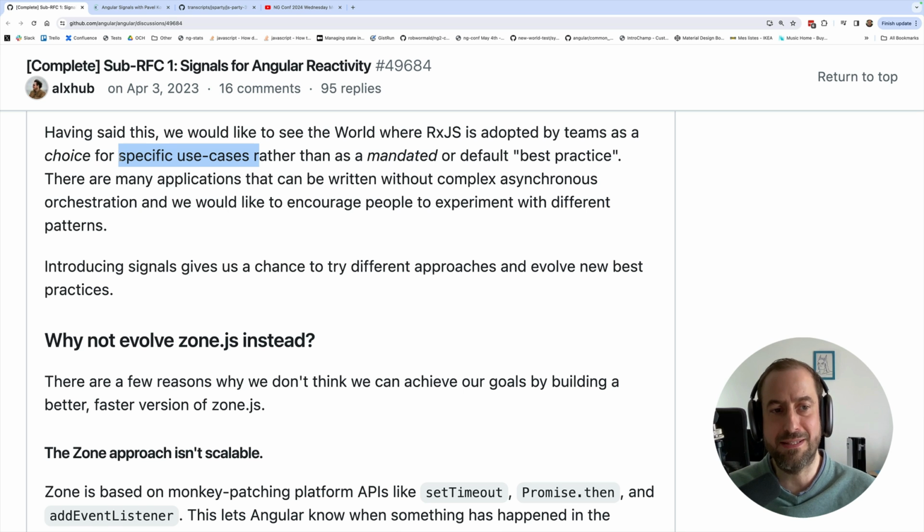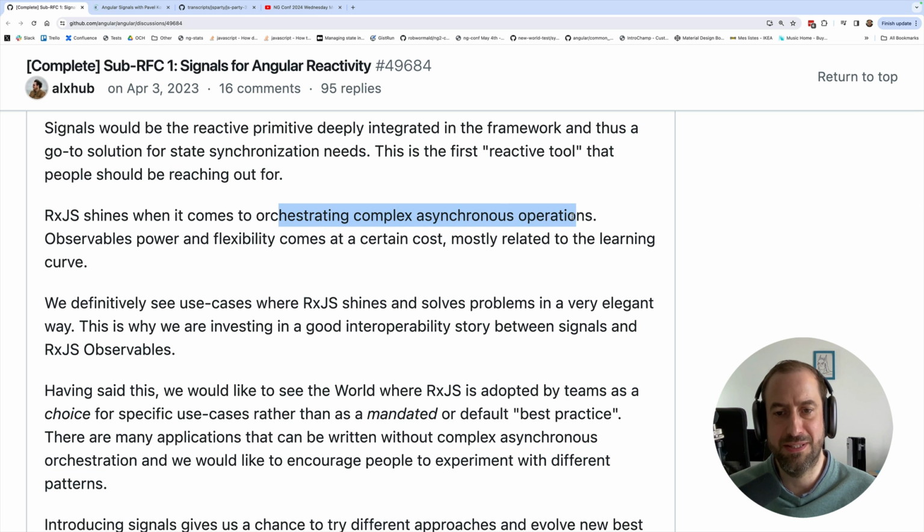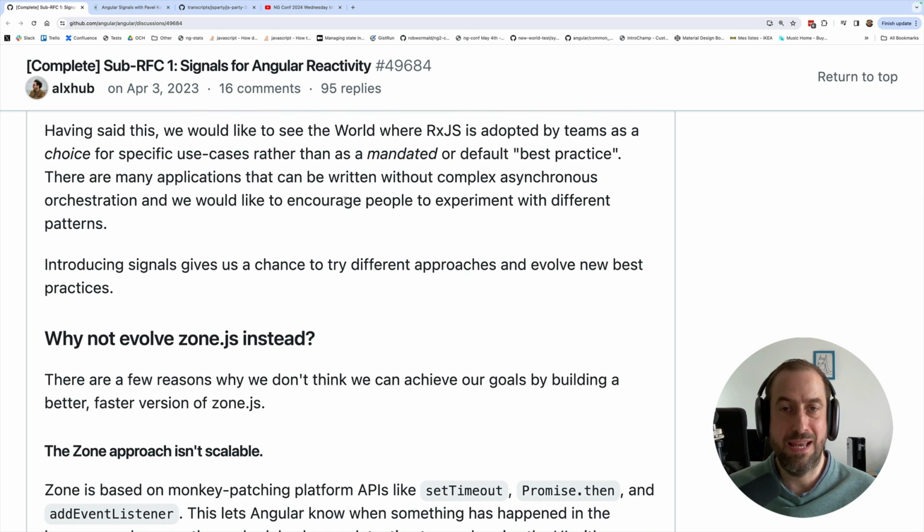That's my personal interpretation. Let's then read the next one, also a very important sentence. There are many applications that can be written without complex event orchestration, and we would like to encourage people to experiment with different patterns. So this is also critical. What does this mean? It ties back to what I mentioned on this initial sentence, that there are a lot of applications, and I would reason personally that the vast majority of applications don't have complex asynchronous orchestration scenarios, and therefore they don't usually need RxJS, except maybe in very particular use cases, if at all.